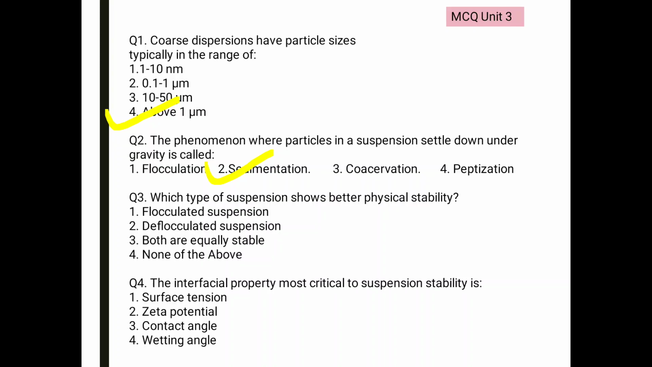Next, which type of suspension shows better physical stability? First, flocculated suspension. Second, deflocculated suspension. Third, both are equally stable. And fourth, none of the above. Flocculated suspension is the correct answer. Next, the interfacial property most critical to suspension stability is: first, surface tension; second, zeta potential; third, contact angle; and fourth, wetting agent. Second is correct: zeta potential is the interfacial property most critical to suspension stability.